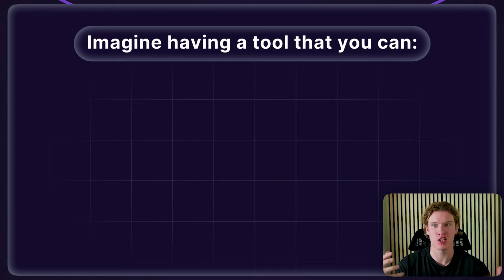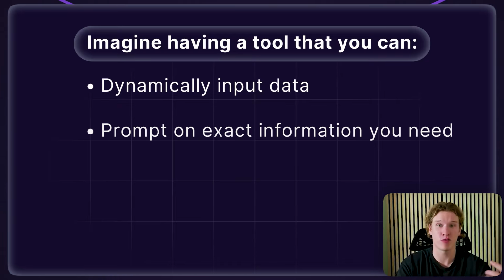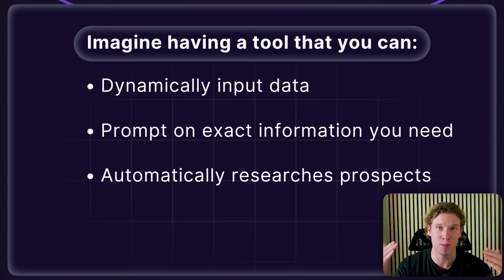So imagine actually having a tool now at your disposal that you can dynamically input data into, whether it was just a first name, company name, and their location. Give it a prompt for exactly the type of information that you want. It will go and do some research and then output all this research on a particular prospect that you can then pass into another AI step to personalize an email back to front. Great tool to be able to do this is Perplexity.